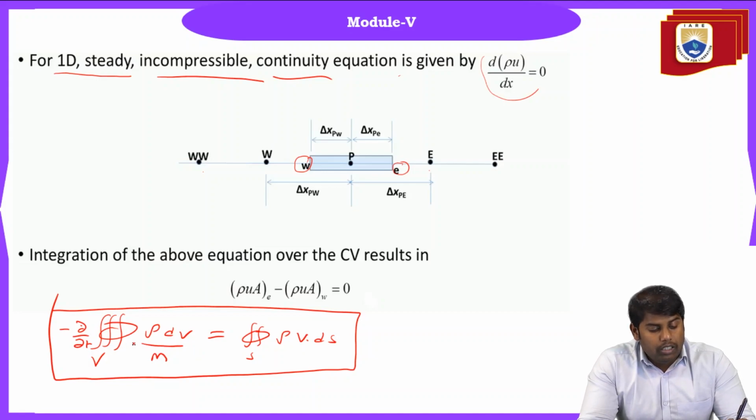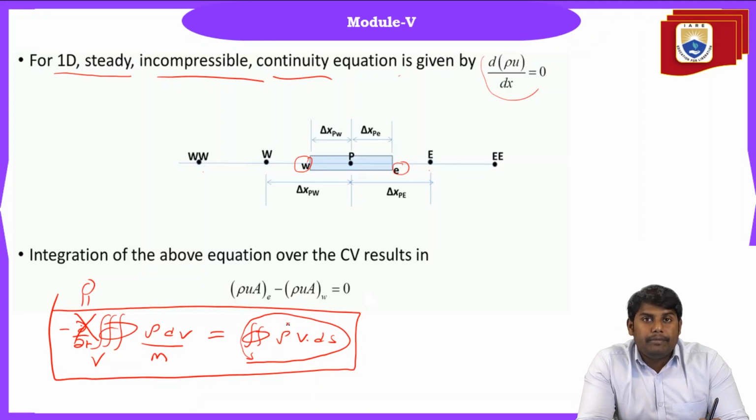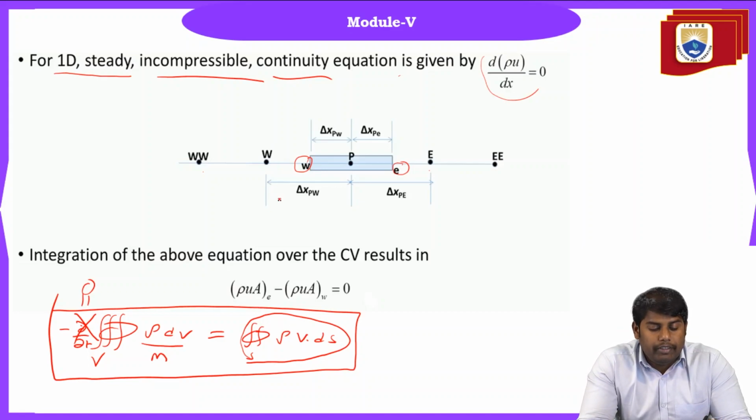Now, when I say steady, what do we mean by steady? This term is zero. The time derivative term is not present, it is taken as zero, and we have only the flux term. The flux term is nothing but rho v dot dS. When we do the surface integral of rho v dot dS, dS is nothing but the area.